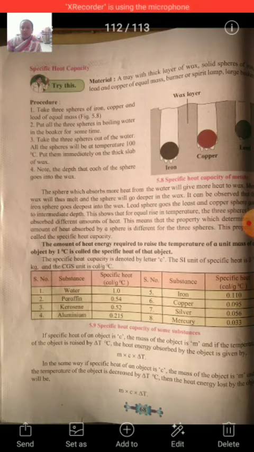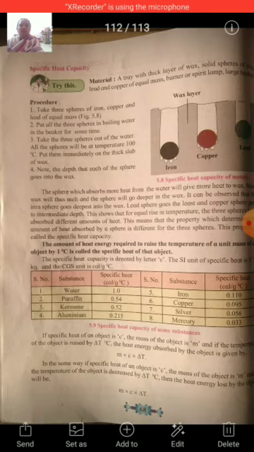According to the procedure, we have to take 3 spheres of iron, copper and lead of equal mass and put these 3 spheres in boiling water in the beaker for some time. We know that the boiling point of water is 100 degrees Celsius, so all the spheres are put in water having 100 degrees Celsius temperature, and then we take the 3 spheres out of the water, and all the spheres will be at temperature 100 degrees Celsius. Now put them immediately on the thick slab of wax. Note the depth each sphere goes into the wax.